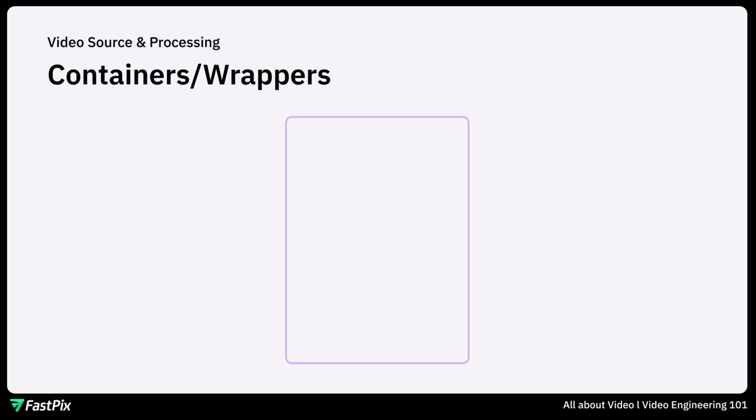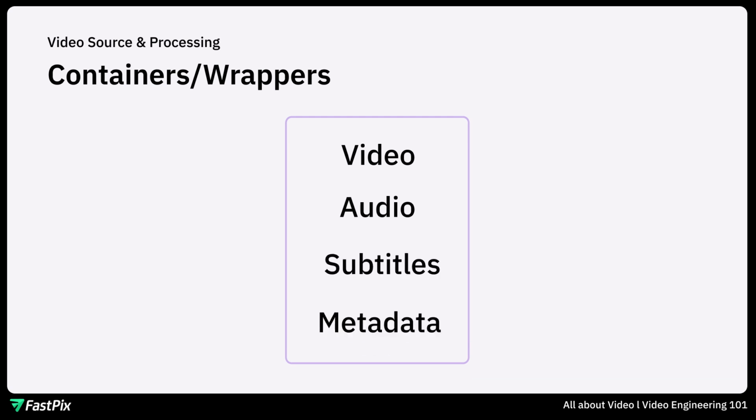Now let's focus on containers. Think of a container as a digital box that holds all the parts of your video, like the video stream, audio, subtitles, and metadata, such as title and duration. By bundling these elements together, the container ensures your device can easily decode and play the video seamlessly. Let's break down some popular video container formats and where they're used.